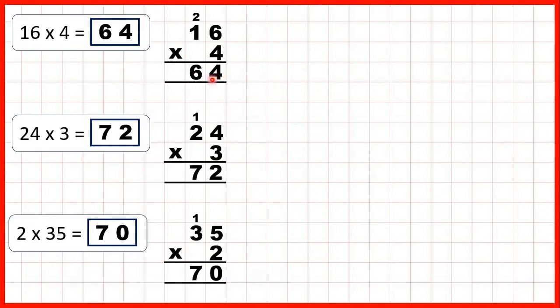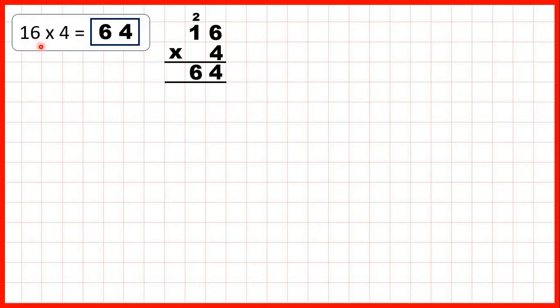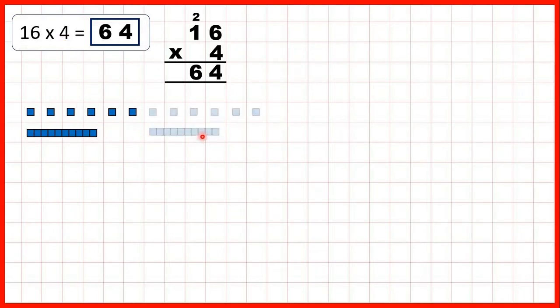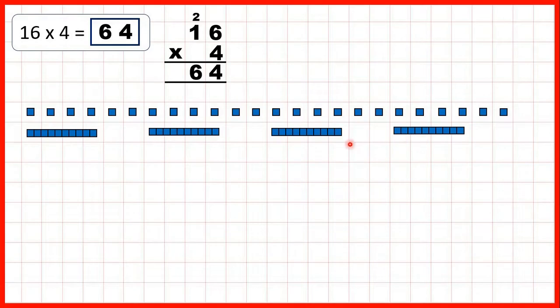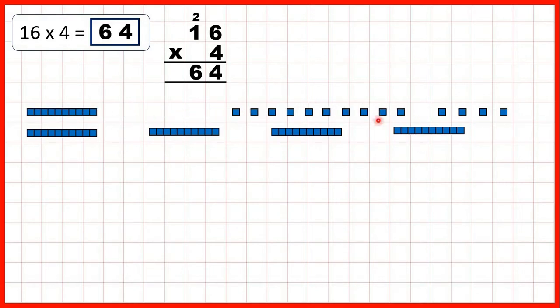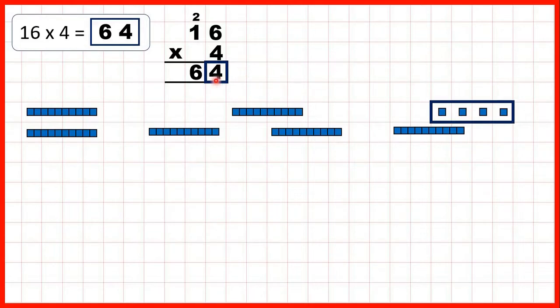So why, when we get a 2-digit answer, do we write the first digit above the next place value column along? For our first question, we had 16 times 4. Now we can represent 16 with 1 ten and 6 ones, and because we're multiplying by 4, we can show 16 2, 3, 4 times. Now you can see that we have 24 ones on top, but we can regroup those into 2 tens and 4 ones. So that's why we write 4 as the ones digit of our answer, because now that we've regrouped, we have only 4 ones.